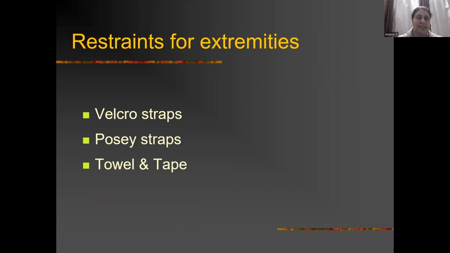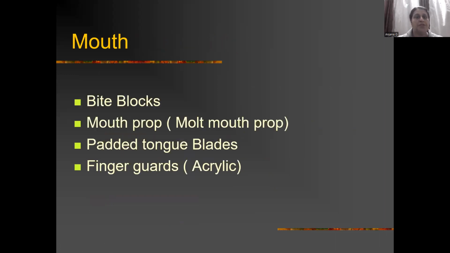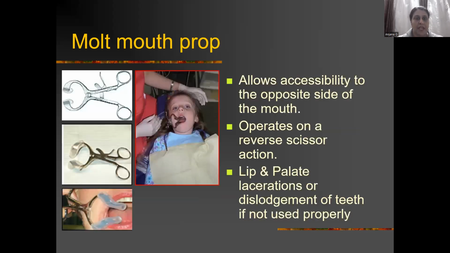Restraints for the extremities can be Velcro straps, posey straps, or towel and tape, which can be used to tie up the extremities, which are the hands and legs. Restraints for the head: head positioner, forearm body support, which is active by a patient's bystander or your assistant, plastic or doggy ball to stabilize the head. For the mouth, you can use bite blocks, mouth prop, padded tongue blades, and acrylic finger guards to protect the dentist's fingers and keep the mouth open.